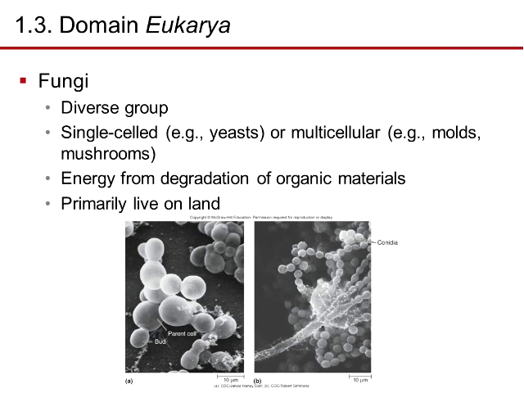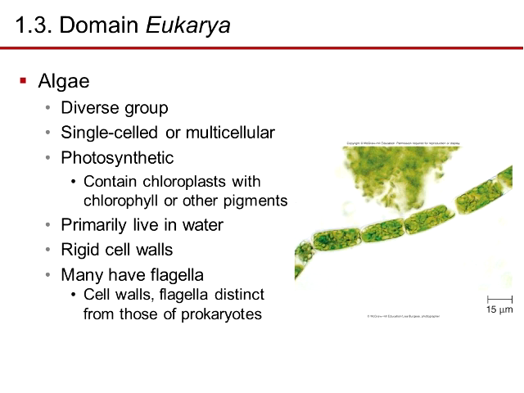Fungi, for instance, are a diverse group. We have single-celled fungi like yeast, and multicellular fungi, which are like molds and mushrooms. A mushroom is really a fungus. They get energy from the degradation of organic materials; they literally break down organic materials. And they primarily live on land. There are a few that live in the water, but mostly on land.